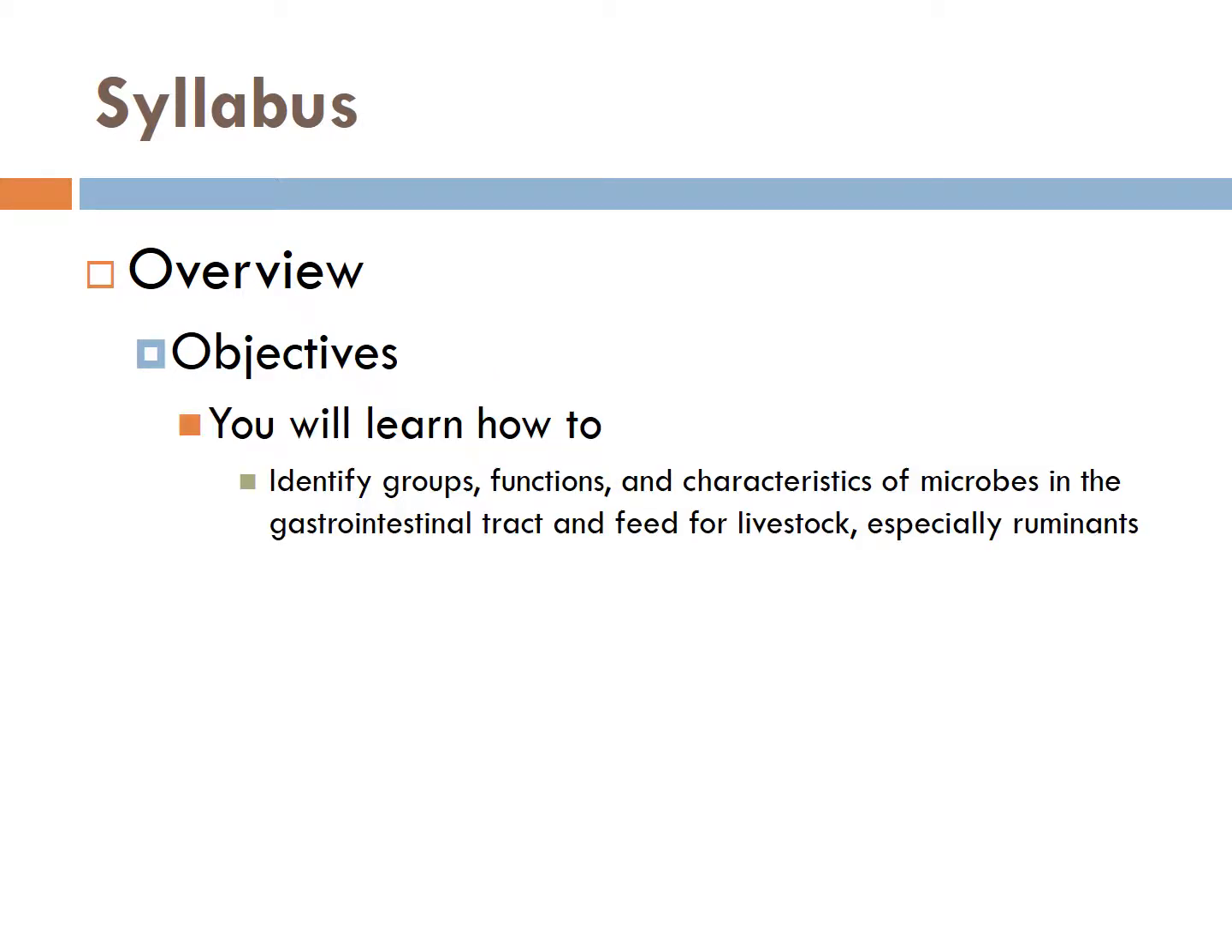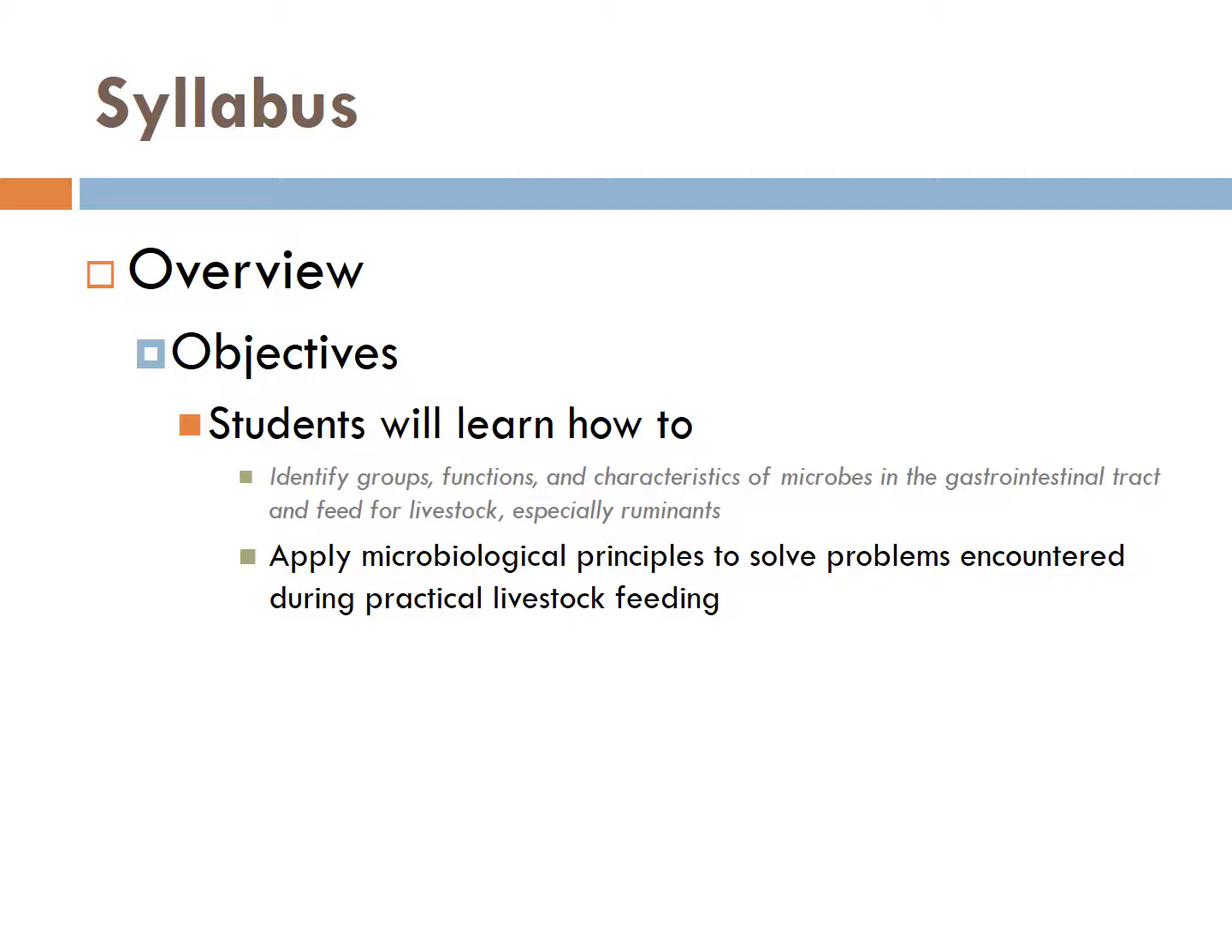Now we'll cover objectives of the course. After completing the course, you will be able to identify groups, functions, and characteristics of microbes in the gastrointestinal tract and feed for livestock, especially ruminants. We'll discuss other livestock like horses. We'll also discuss humans.